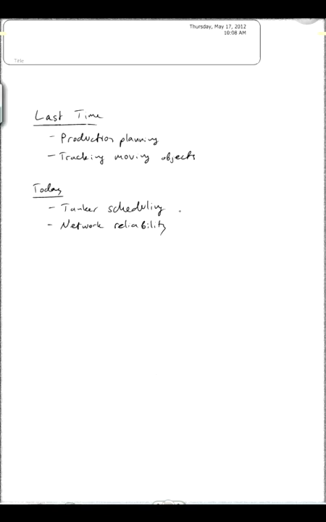And the plan for today is to go back and look at a couple of applications of max flow, which are tanker scheduling and network reliability. But of course, all of us should know at this point that max flow is the same thing as min cost flow in many ways. And so even though these are max flow applications, they're also min cost flow applications. Okay, so let's just begin with this tanker scheduling application.